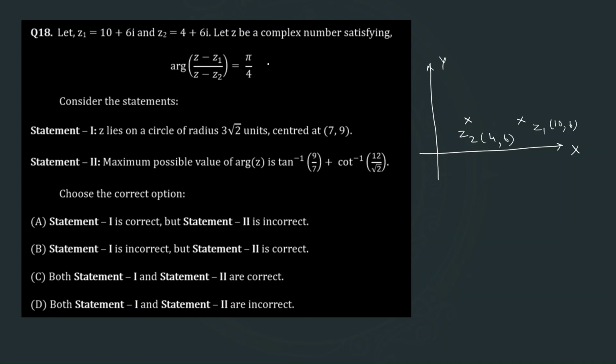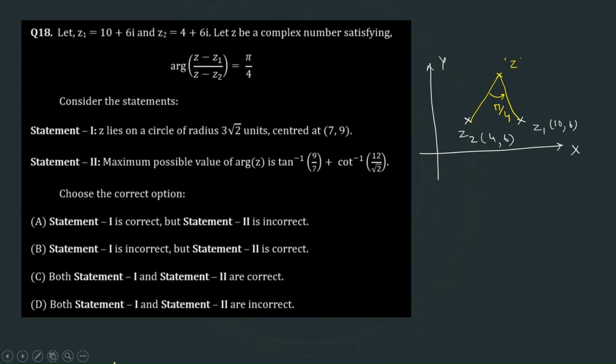Okay. Now z is a complex number satisfying this. Now what does this tell us? It says if we travel from the line joining z and z2 towards the line joining z and z1, we will have an argument change of positive pi by 4. So basically z must lie somewhere here, so that if we travel from this line to this line, we will rotate by an angle of positive pi by 4.